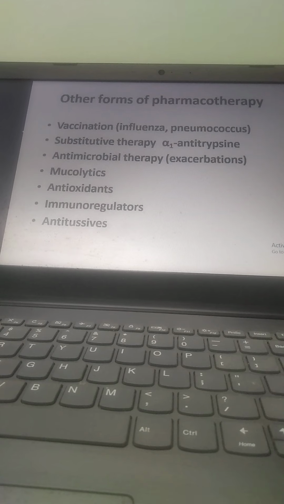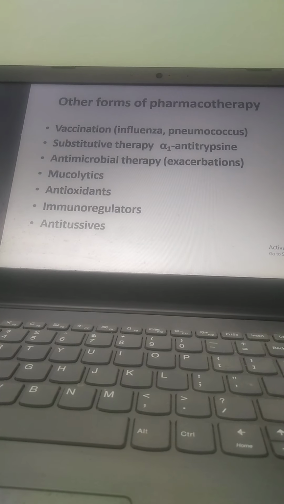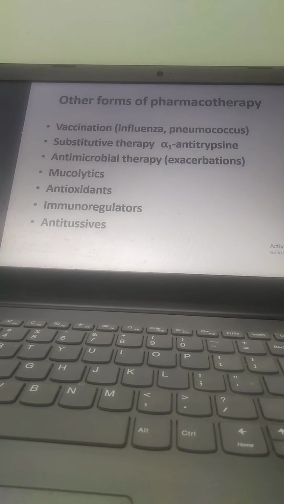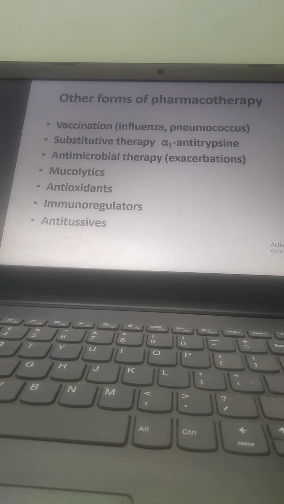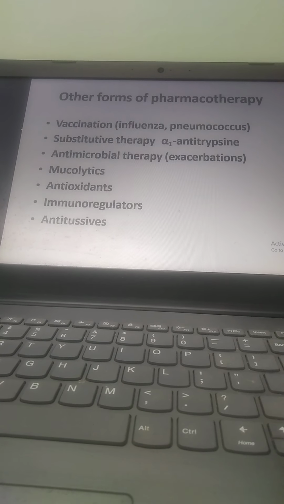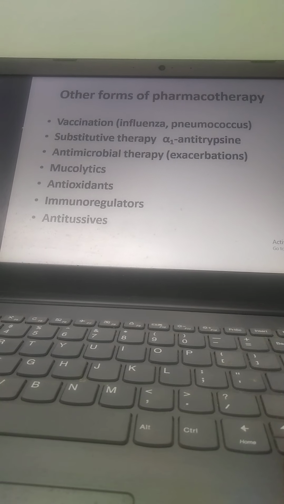So other forms of pharmacotherapy: vaccination, influenza, pneumococcus. Substitute therapy is alpha-1 antitrypsin. Antimicrobial is for exacerbation when there is a precipitation or there is an infection. Mucolytics, antioxidants, immunoregulators, and antitussives that I have already told. Because antitussives sometimes you have to give in the COPD or in the bronchial asthma. So drugs used in the therapy of the bronchial asthma is COPD.